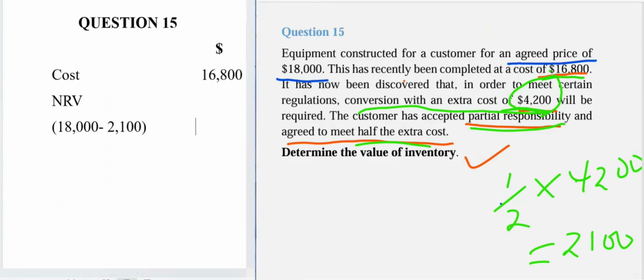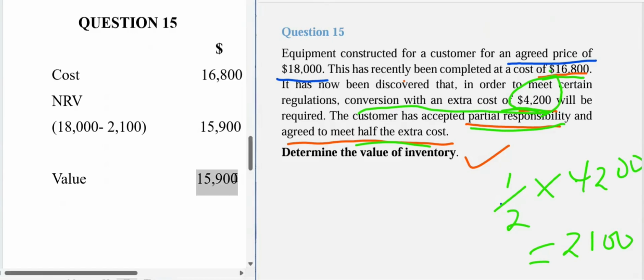So when you deduct the 2,100 from 18,000, we will get $15,900. And this is the NRV. So comparing the two, the cost and then the NRV, which one is bigger? Sorry, what's the lower? Because the standard says we should record it at the lower of cost and NRV. So comparing the two, 15,900 is the lower. And then this becomes the value of inventory.